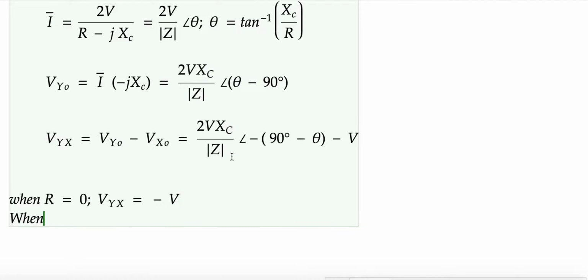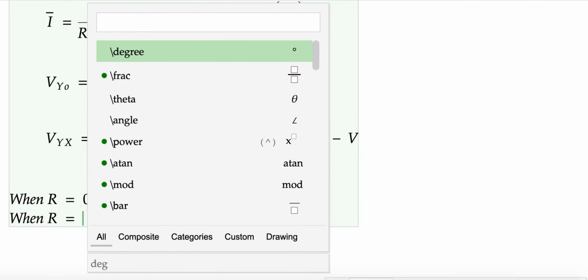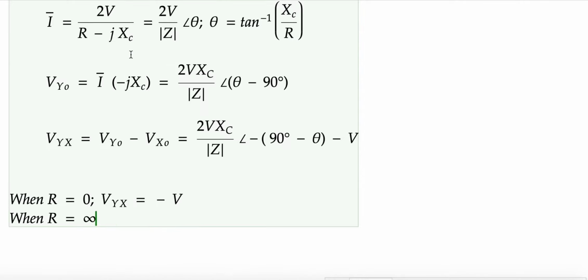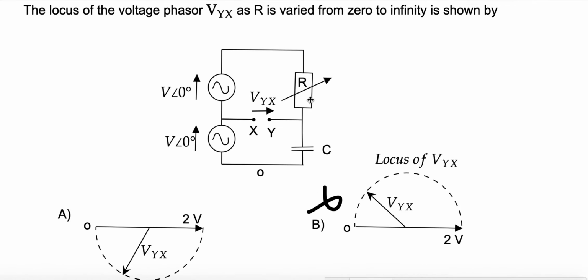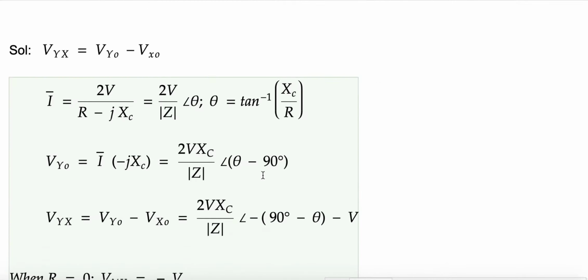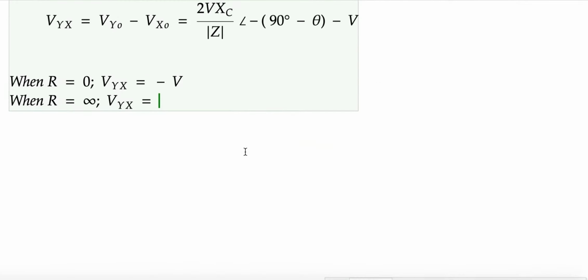What about when R is infinite? When R is infinite, Vyx equal to... first we need to figure it out, then we can write, no problem. So that is open circuit, no current flowing here. Since the capacitor is not charging up or carrying any current, this voltage potential becomes 0 with respect to this. So nothing but Vxo, minus Vxo, Vyo is 0.